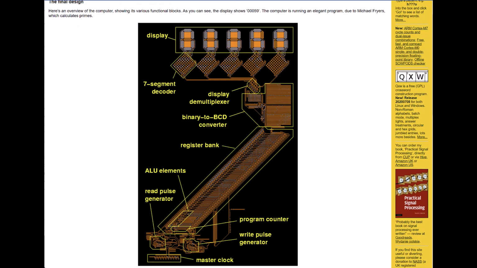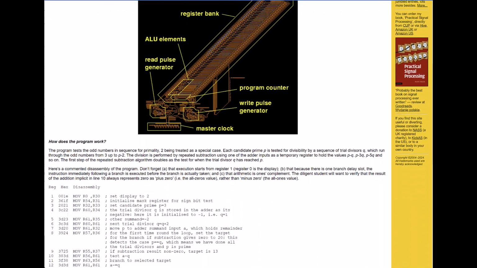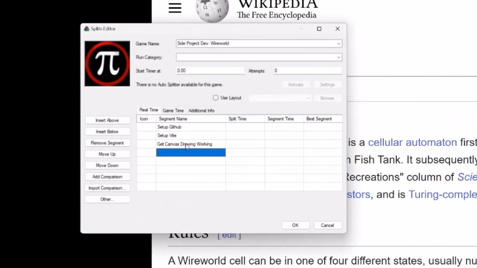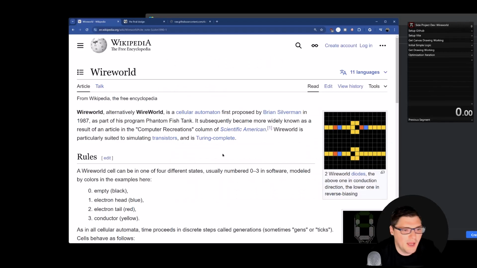which is exactly what some guy did. Now, I'm not going to rebuild this computer, I don't know how to, but what I am going to do is steal the source for it and build an engine to run it using TypeScript and Canvas. First things first, I'm going to set up and define my splits. This includes setting up GitHub, setting up Vite, getting drawing working, and a few optimization iterations. My goal is to get this done in under an hour.